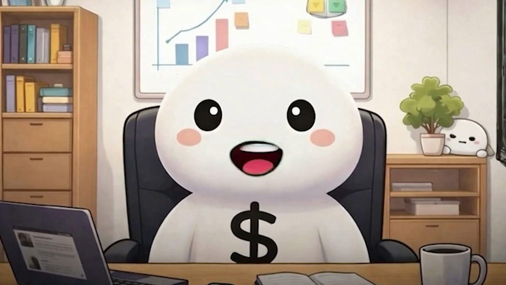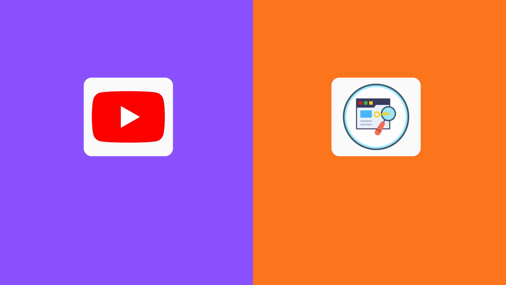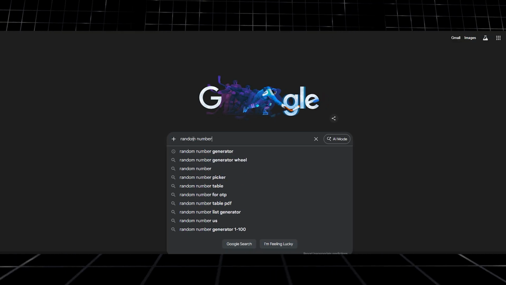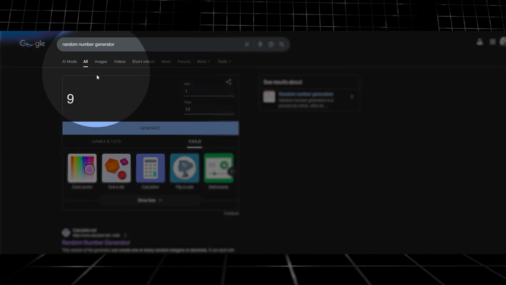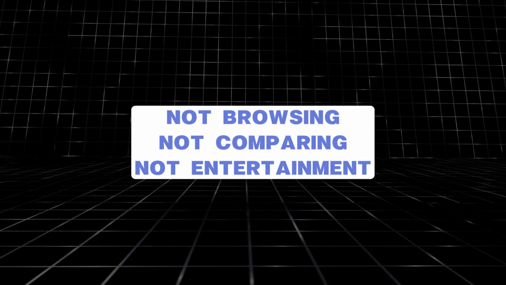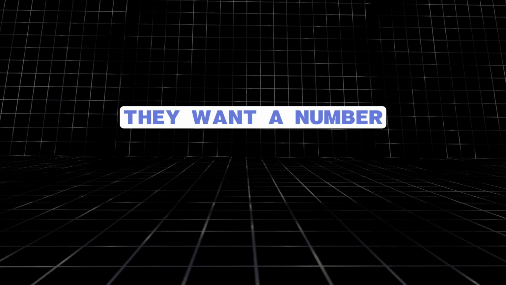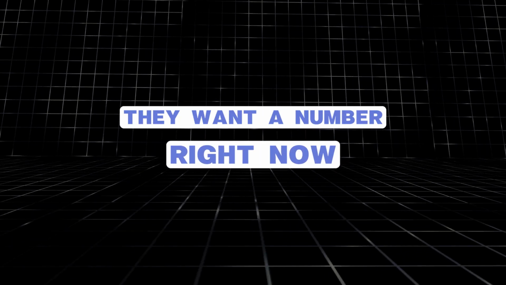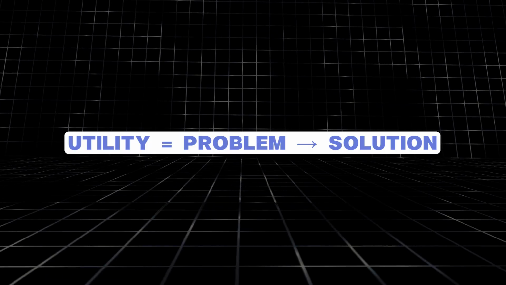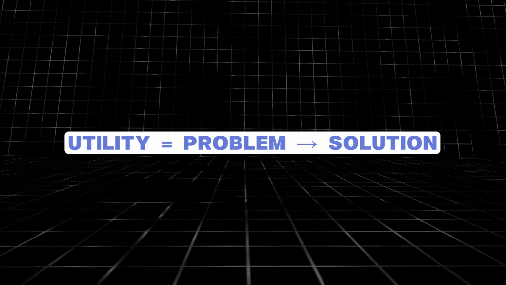But here's why this model works, and this part is important. These sites win because they're based on intent, not attention. When someone types random number generator into Google, they are not browsing, they're not comparing influencers, and they're not looking for entertainment. What they want is a number, and they want it right now. You don't have to convince them. You're not doing any storytelling here. You're not building a funnel. Heck, they don't even care about trusting you. It's pure utility. And that changes everything.